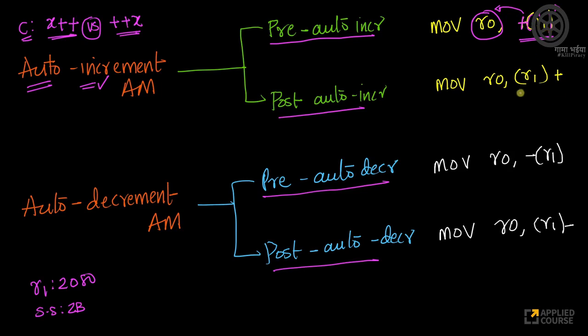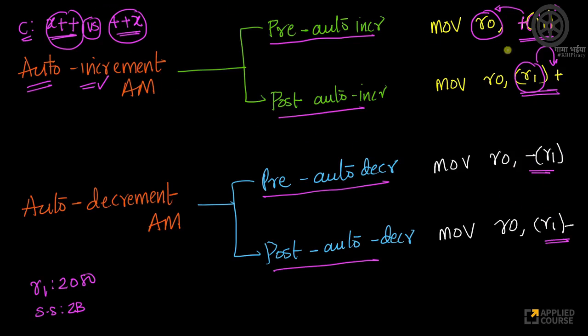Some systems can have post-increment, which means first I will use whatever is there in R1, then I will increment it. This is exactly like your post increment and pre-increment in C programming language. Similar notation. First you use R1, then you increment it. Here you first increment it and then use R1. Similarly, you have your pre-auto decrement and post-auto decrement. Very similar concepts here, right?